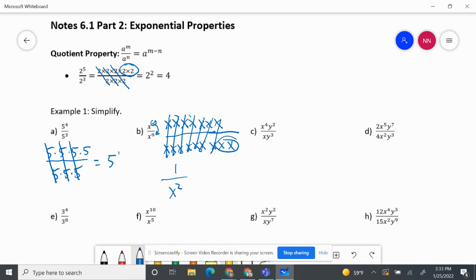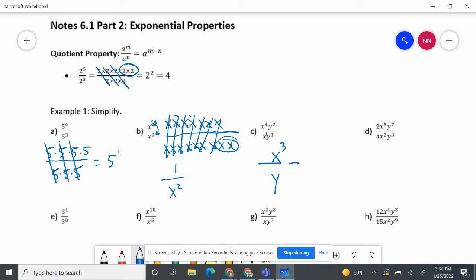So when we're looking at letter C, I'm looking at the x's, and I see that there are more x's on top. So I put the x on top. This is a 4, this is a 1. 4 minus 1 is 3. There's more y's on the bottom, so I put the y on the bottom. 3 minus 2 gives me 1, or I can just put y.